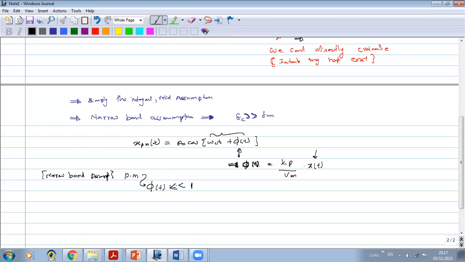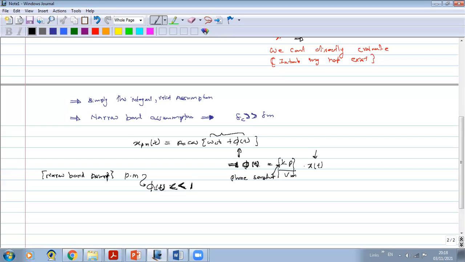So you can see that to set this φ(t) very much less than 1, we have to set this Kp. This is related directly with the modulation index, but this we call the phase sensitivity.